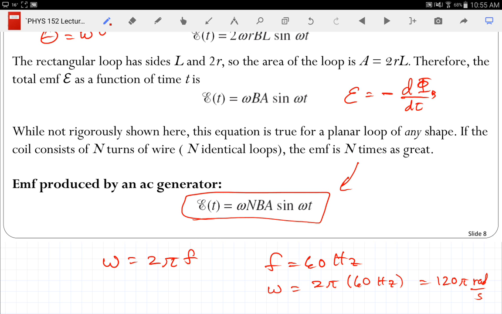Basically, you need the water wheel to rotate 60 times a second if you want 60 hertz power. But that sets what omega is, and then the area of your loop, your magnetic field, and the number of loops need to be the right value, so omega NBA gives you the voltage you're looking for. Now, we'll talk more about that.